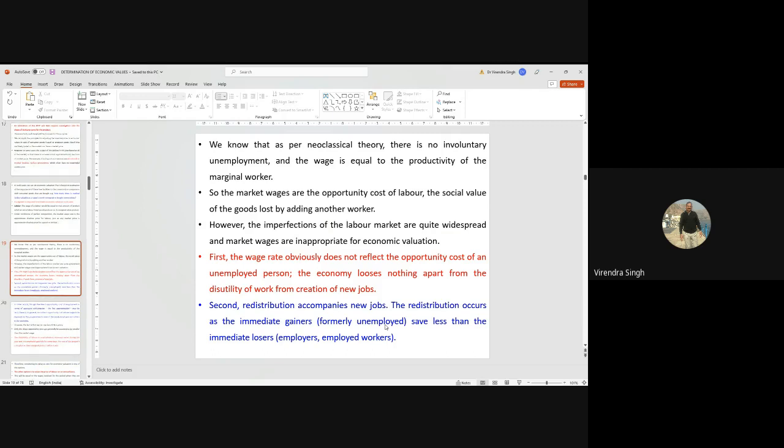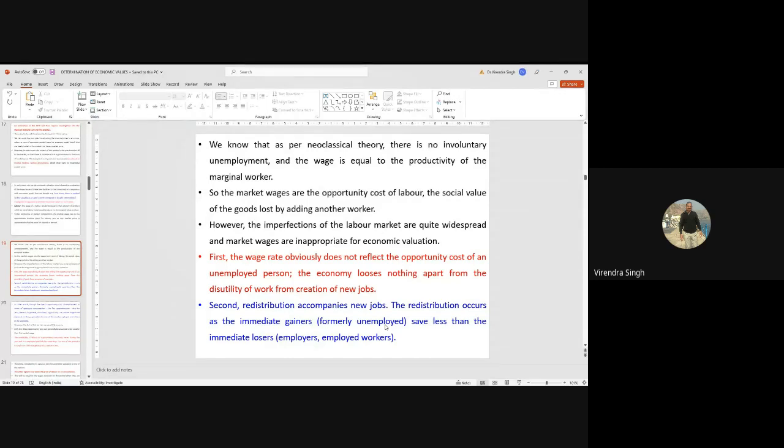We know that as per neoclassical theory, there is no involuntary unemployment, and the wage is equal to the productivity of the marginal worker. So, the market wage is the opportunity cost of labor and the social value of the goods lost by adding another worker. How much extra goods are being created by putting another labor in the production process will tell how much wages can be paid to that labor.